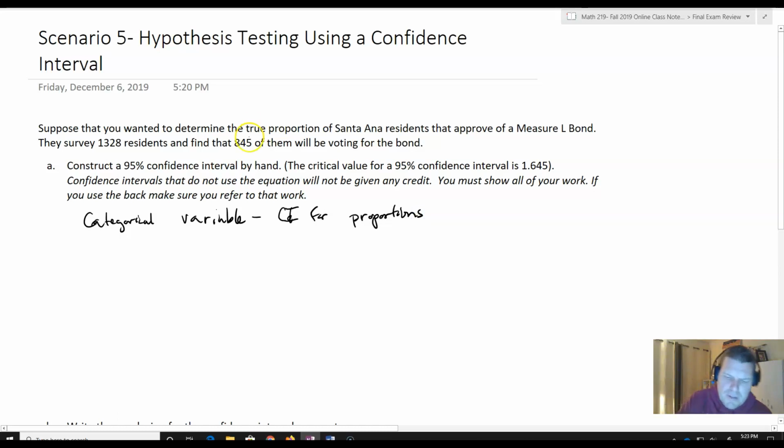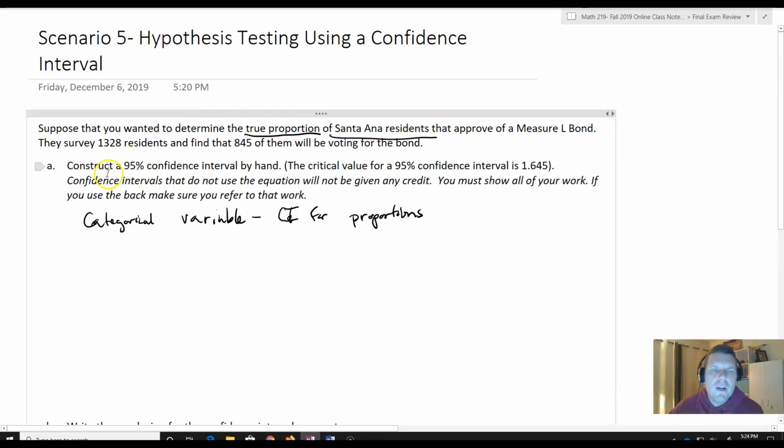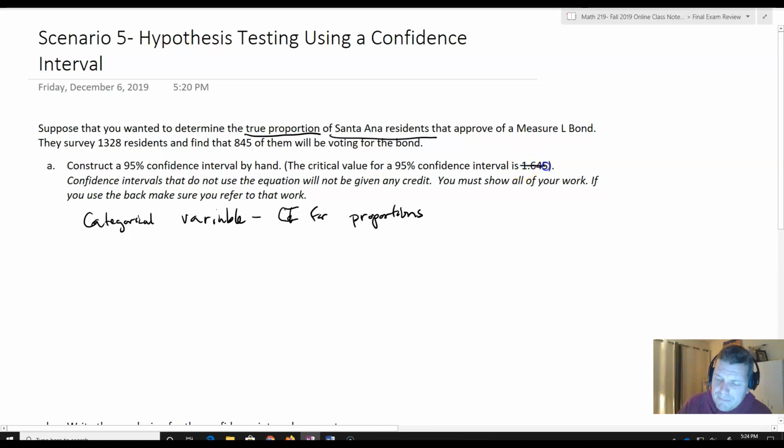Now also notice, it says the true proportion of Santa Ana residents. So that's what we're actually trying to estimate. That's the other thing that you can tell: oh, you're estimating a proportion. Now, we were going to construct a 95% confidence interval by hand. The critical value for a 95% confidence interval is not, in fact, 1.645. It's 1.96. Whoops. A 90% interval would be 1.645. So we're going to change that to be 1.96.